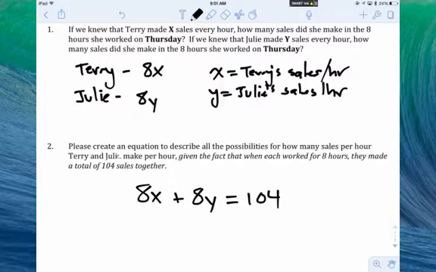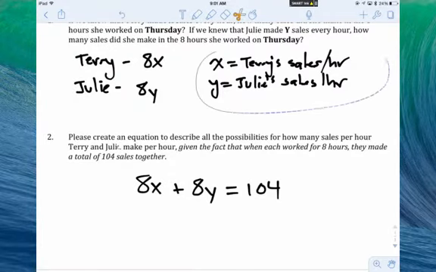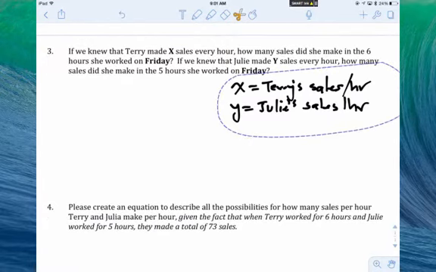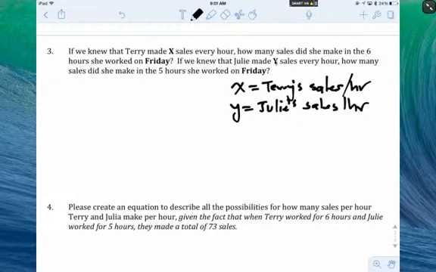So let us continue. Once again, we have the exact same variable definitions from before. So if we knew that Terry still makes X sales per hour, how many sales did she make in the 6 hours she worked on Friday?